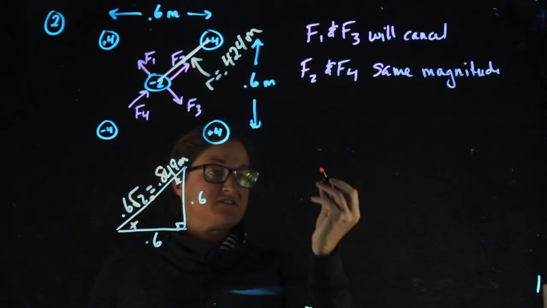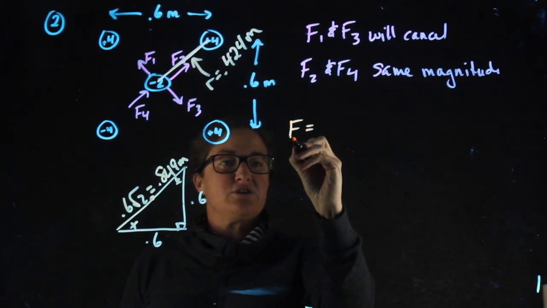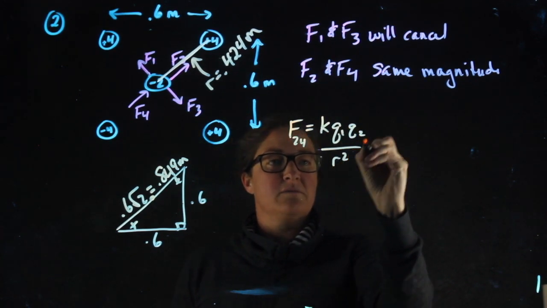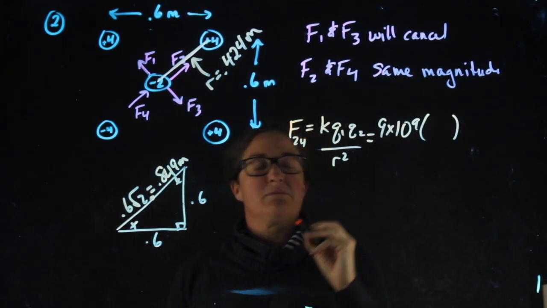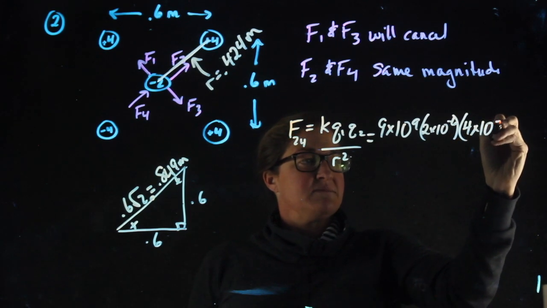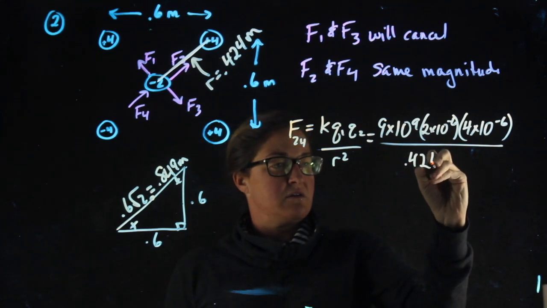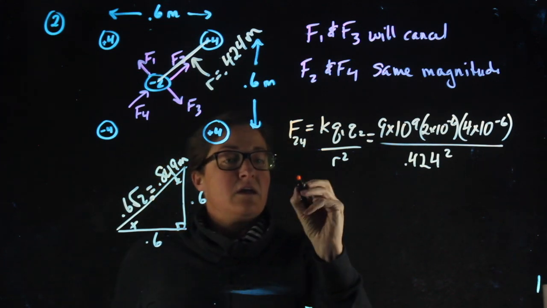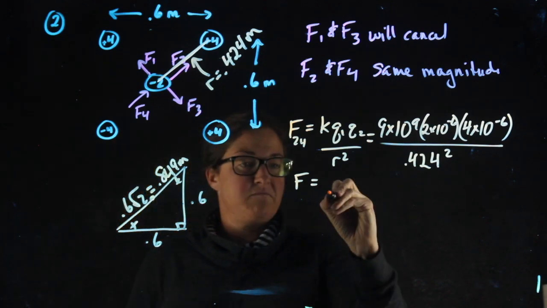Now solving for my force. The force between the 2 and the 4, using Coulomb's law, 9 times 10 to the 9th. My charges are in microcoulombs, and I need to put them into coulombs. 2 times 10 to the negative 6th. 4 times 10 to the negative 6th. The distance between them is 0.424 squared. Solving for the force, I get a magnitude of 0.4 newtons.